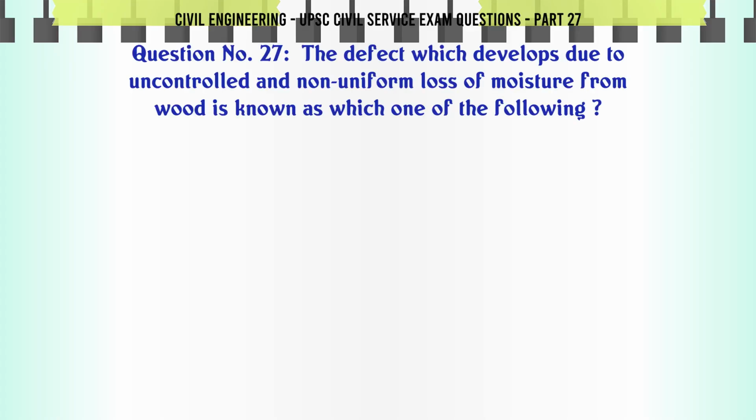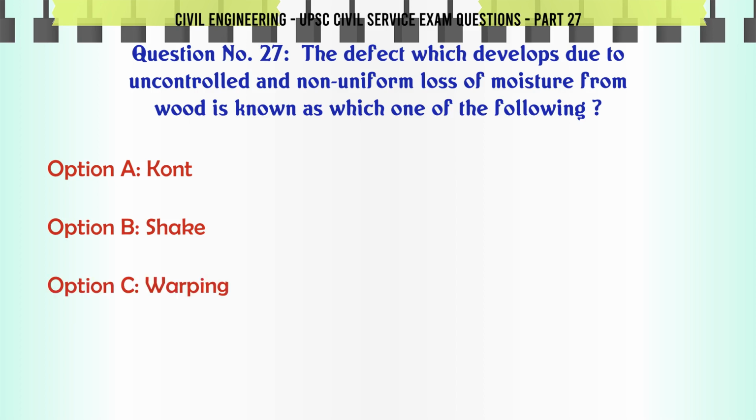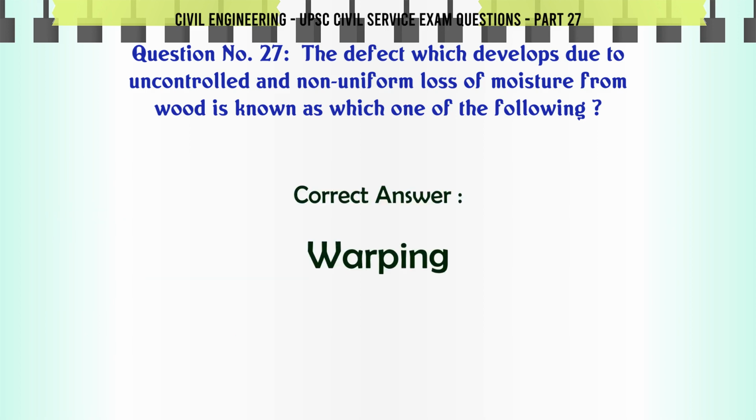The defect which develops due to uncontrolled and non-uniform loss of moisture from wood is known as which one of the following? A. cant, B. shake, C. warping, D. cross grain. The correct answer is warping.